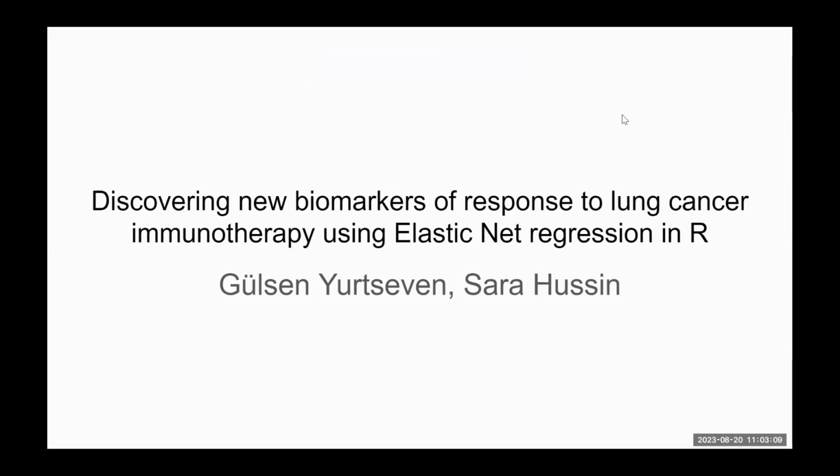So my title is Discovering New Biomarkers of Response to Lung Cancer Immunotherapy using Elastic Net Regression in our programming language.